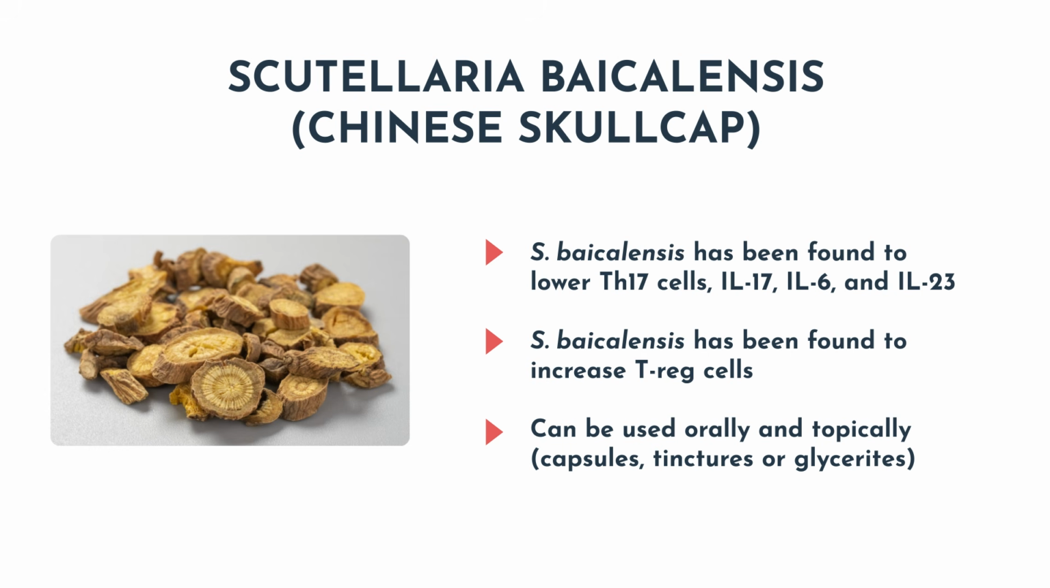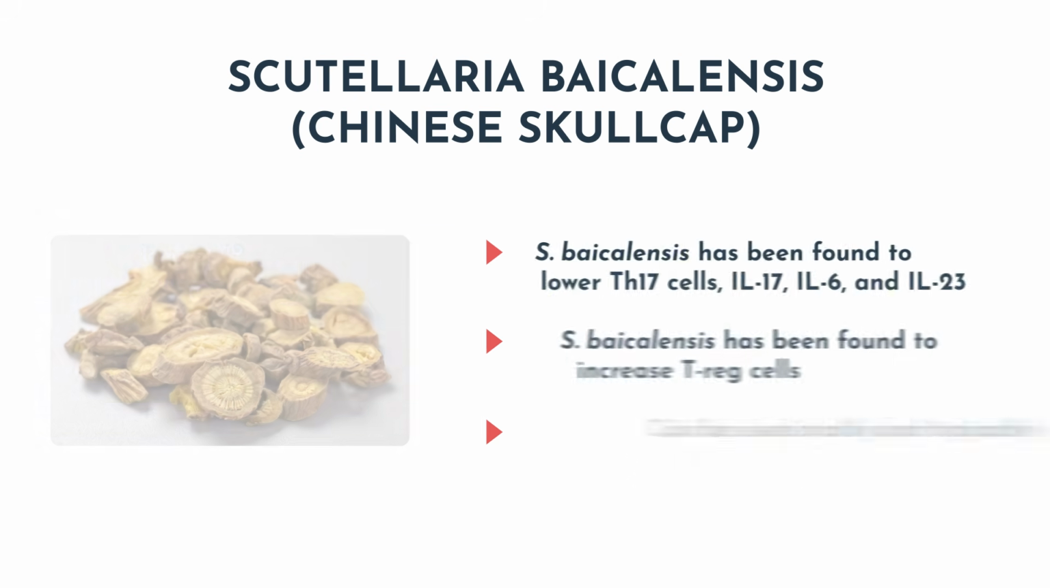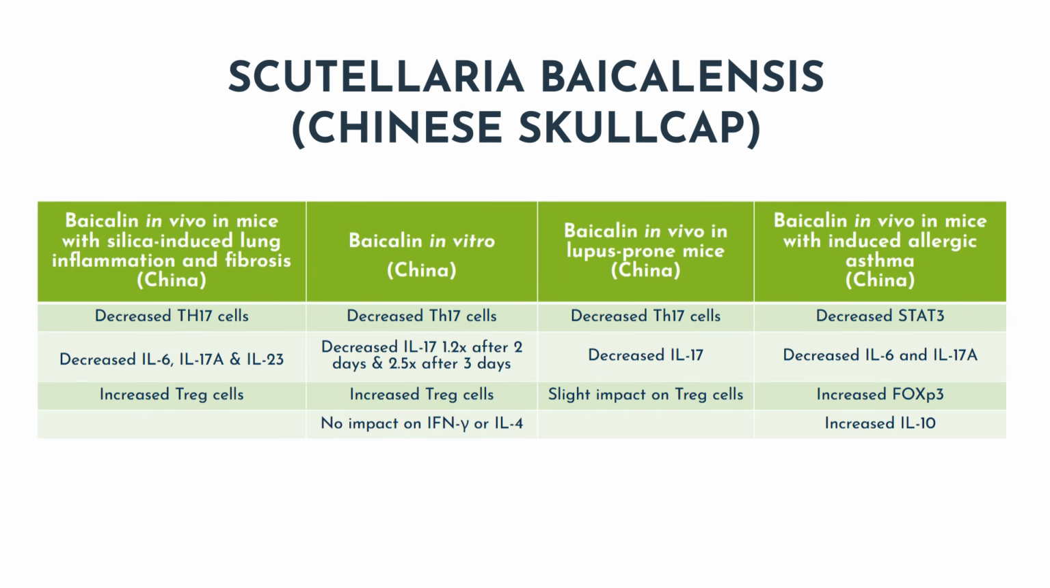The nice thing about Scutellaria baicalensis is we can use it orally and topically. There's capsules, tinctures, or glycerites. It's a wonderful herb. It's used extensively in Chinese medicine. There's several studies. One study found that baicalin is a constituent of Scutellaria baicalensis. So baicalin in vivo in mice with silica-induced lung inflammation and fibrosis decreased their Th17 cells, decreased IL-6, IL-17A, and IL-23, and increased Treg cells.